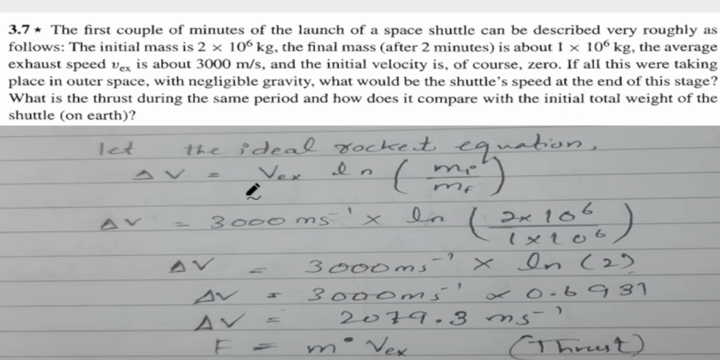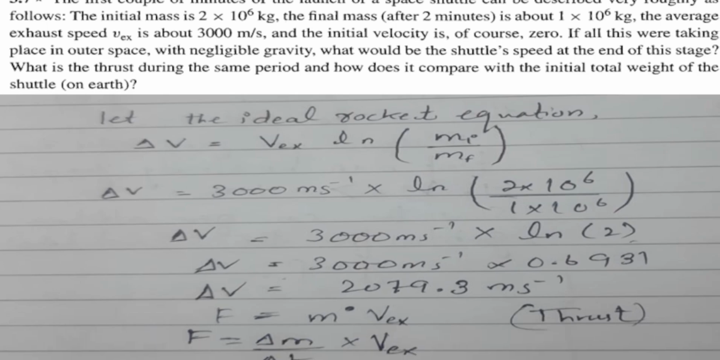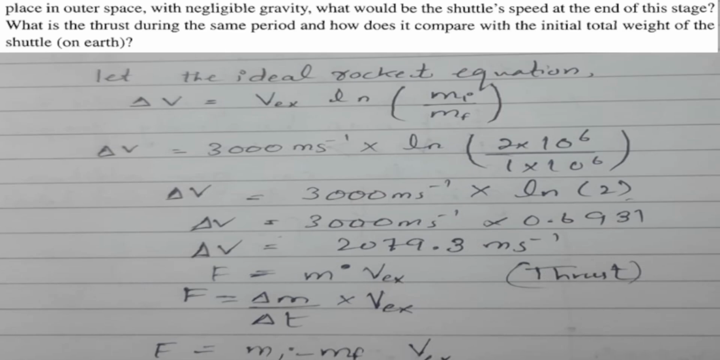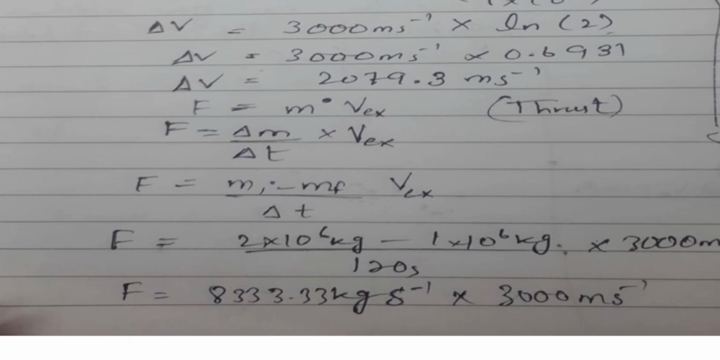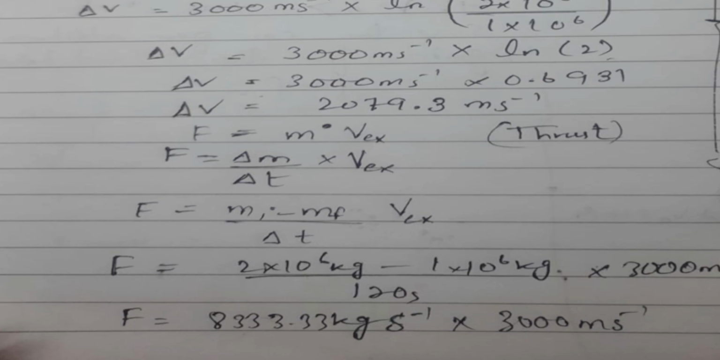First we use the ideal rocket equation, which we have already studied in the rockets lecture. This is the exhaust speed, and we take the log of the initial mass over the final mass. Now you have to put in the values. After putting in the values you will get the result. Further, you can see the change in velocity is equal to 79.3 meters per second.